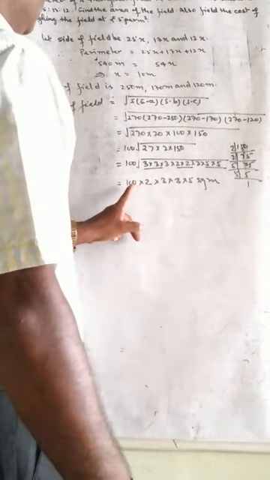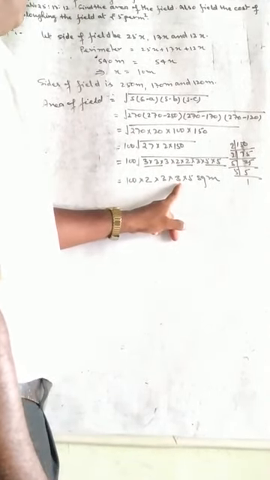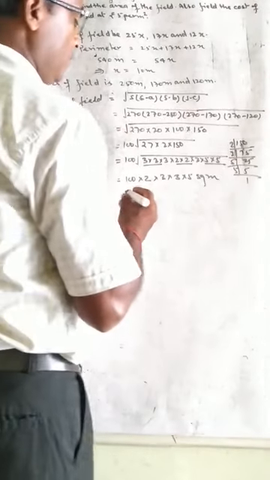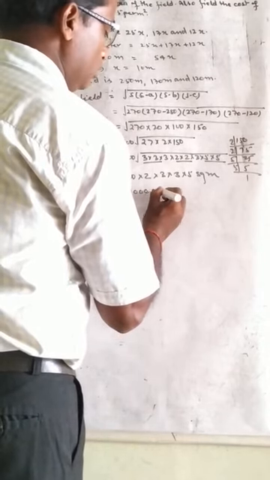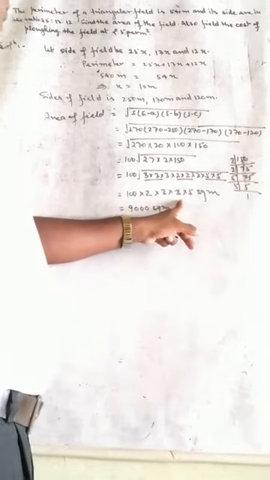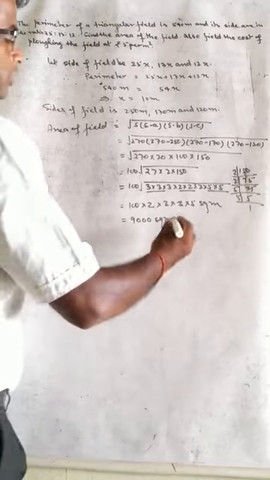How much will we get? 5 times 3 is 15, 15 times 2 is 30, 30 times 3 is 90, so 9,000 square meters. Clear? That is your answer.